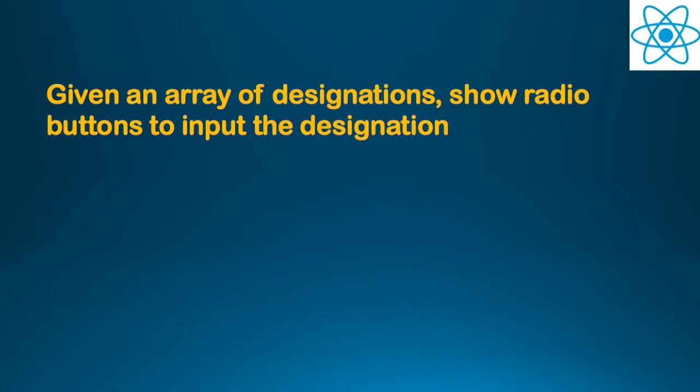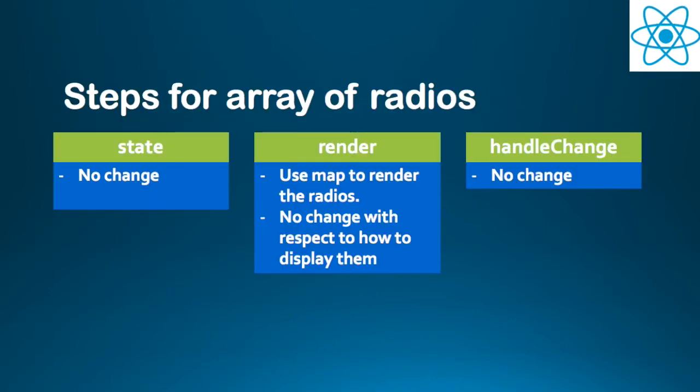The next exercise says, given an array of designations, show radio buttons to input the designation. So the person would have one designation. So typically to handle the array of radios, what are the steps? In state, there is no change because there will be a single field for designation. In handle change, again, there would be no change. In the render, we will now use map to show the multiple radios.